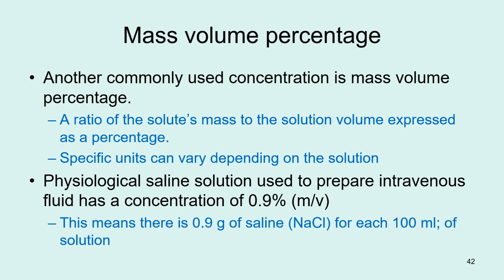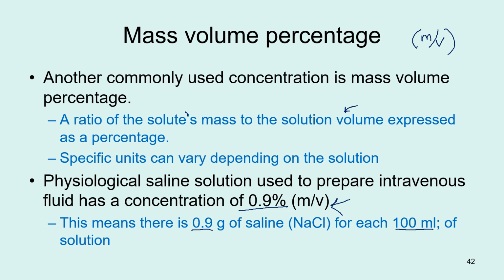Another really useful concentration is mass per volume. Sometimes you'll see it written like this, mass per volume, and it's just what it says. It's the ratio of the solute's mass to the solution volume, expressed as a percentage. So if you see something like 0.9% mass per volume, what does that mean? It means you have 0.9 grams of the solute for every 100 milliliters. That's the only difference. Whereas the mass per mass percent means 100 grams of solution, here we have 100 milliliters. So that's just a slight difference.